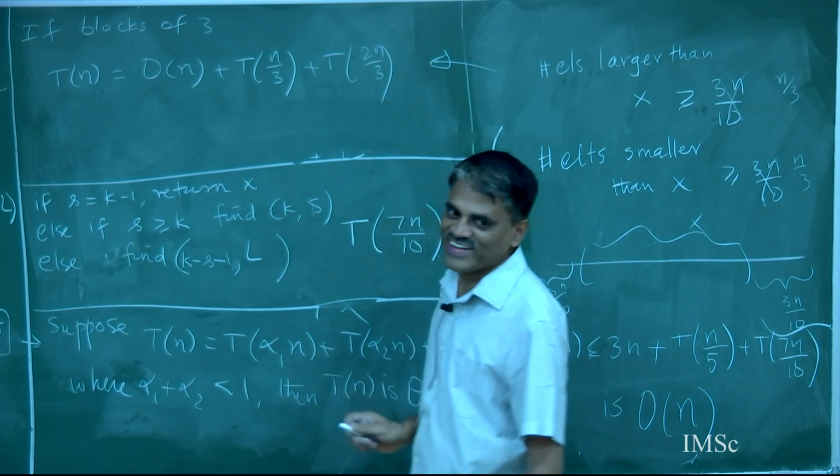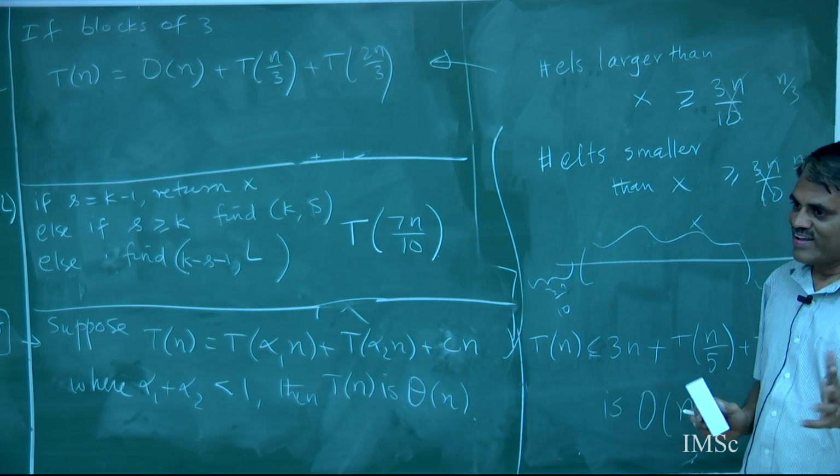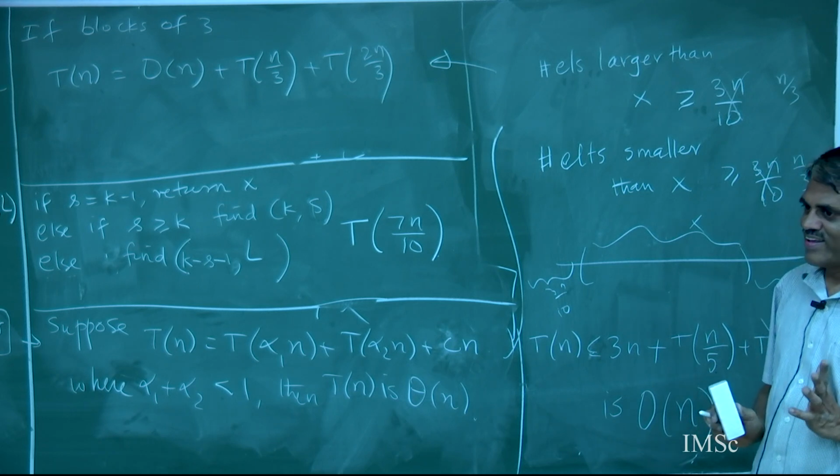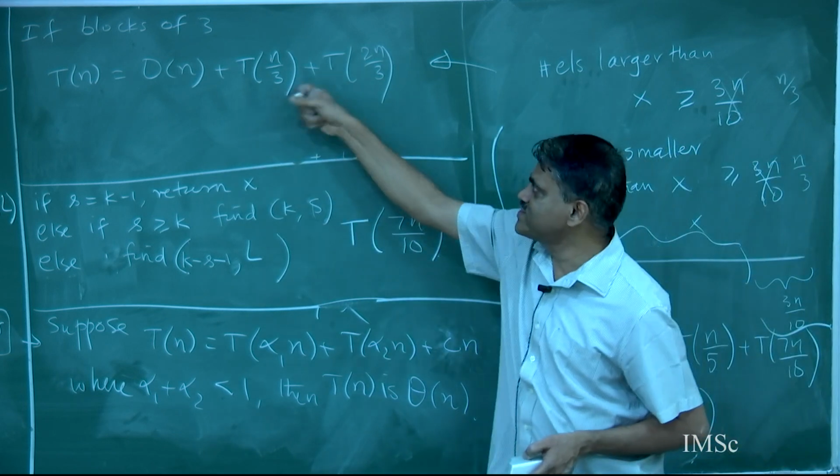Not less than 1. Therefore, n squared. No, not n squared, sorry. It will be n log n. N log n. Okay? Because this plus this is equal to 1.